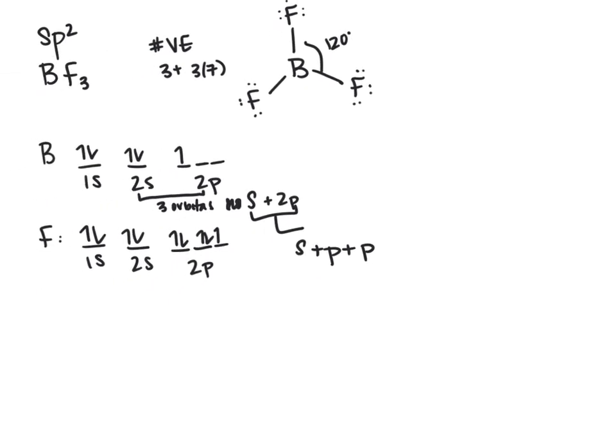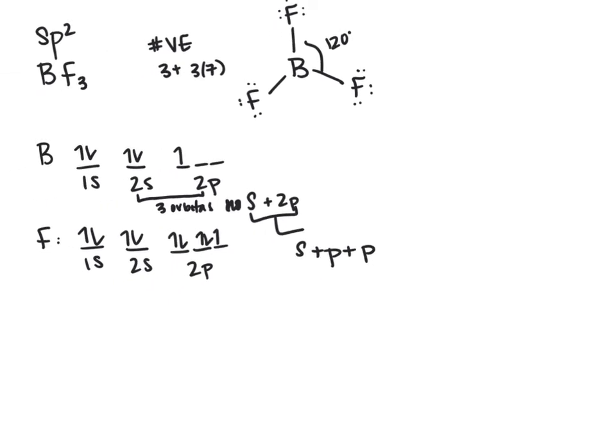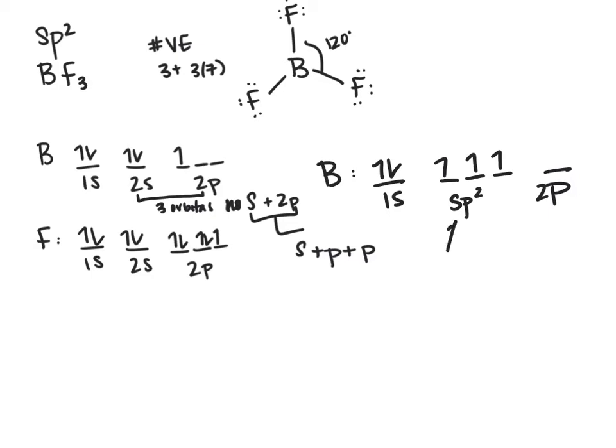So now we're going to mix these together. And for boron, we're going to end up with the 1s, the sp2 and the 2p. So we'll put in our electrons. And when you mix s and p orbitals together mathematically, you get 3 equivalent orbitals that are 120 degrees apart.